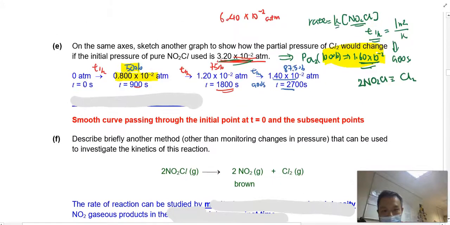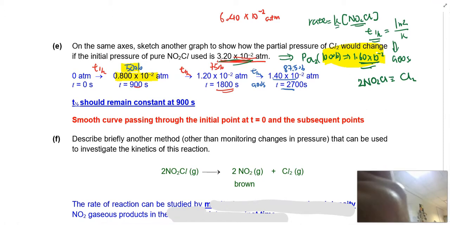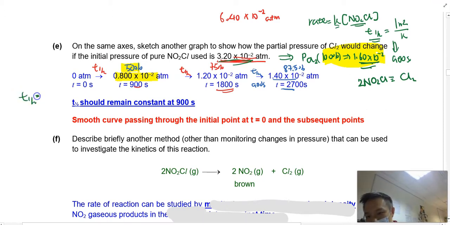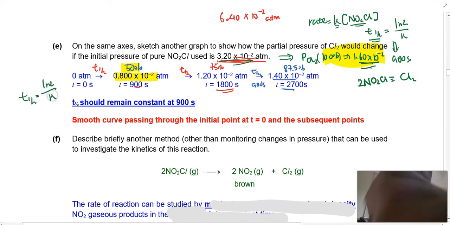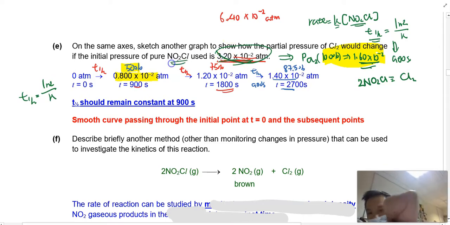So again, the concept learned here: t half should remain constant because the t half formula is t half equals ln 2 over k. When we change the concentration of NO2Cl, remember your rate constant is not affected. Your rate constant is only affected by temperature or your catalyst. Okay? Okay, if not, move on to F.